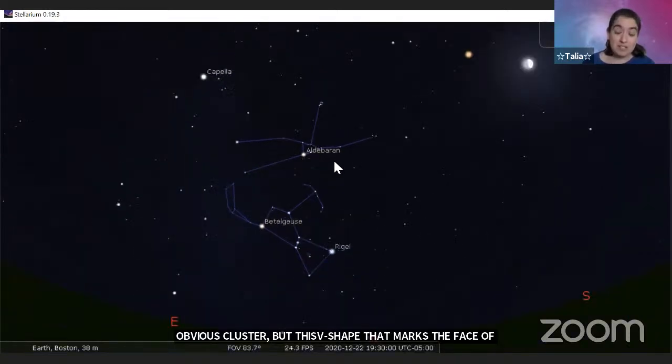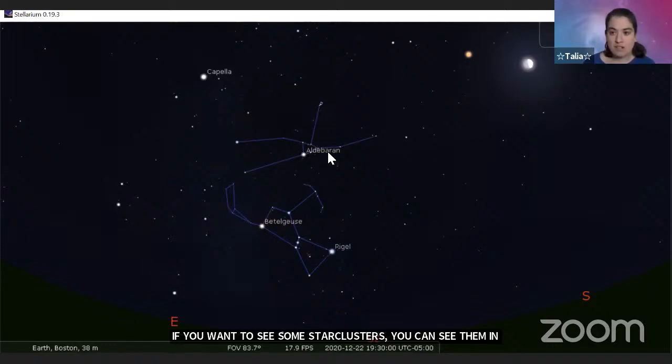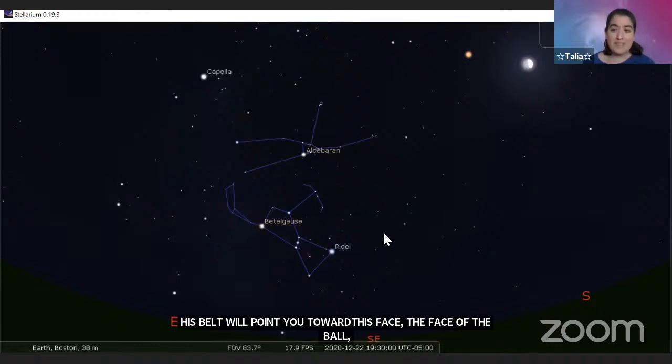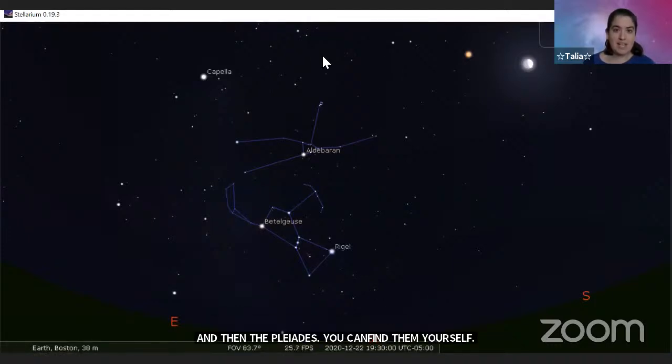So if you want to go see some star clusters, you can spot them in the night sky right now. Just use the constellation Orion. His belt will point you to first this cluster that marks the face of Taurus the Bull, and then straight through to the star cluster, the Pleiades. So you can go find them yourself. What are they exactly? Well, I'm going to go ahead and show you some beautiful pictures.